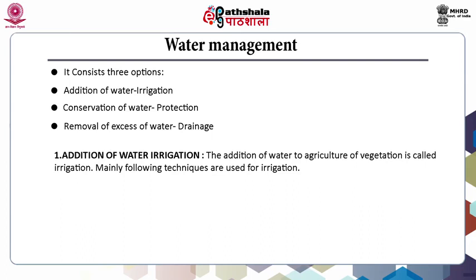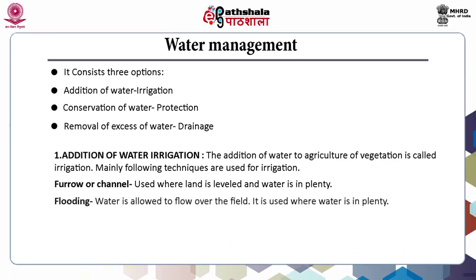Mainly the following techniques are used for irrigation. Number one, furrow or channel, used where the land is leveled and water is in plenty. Flooding: water is allowed to flow over the field. It is used where water is in plenty.